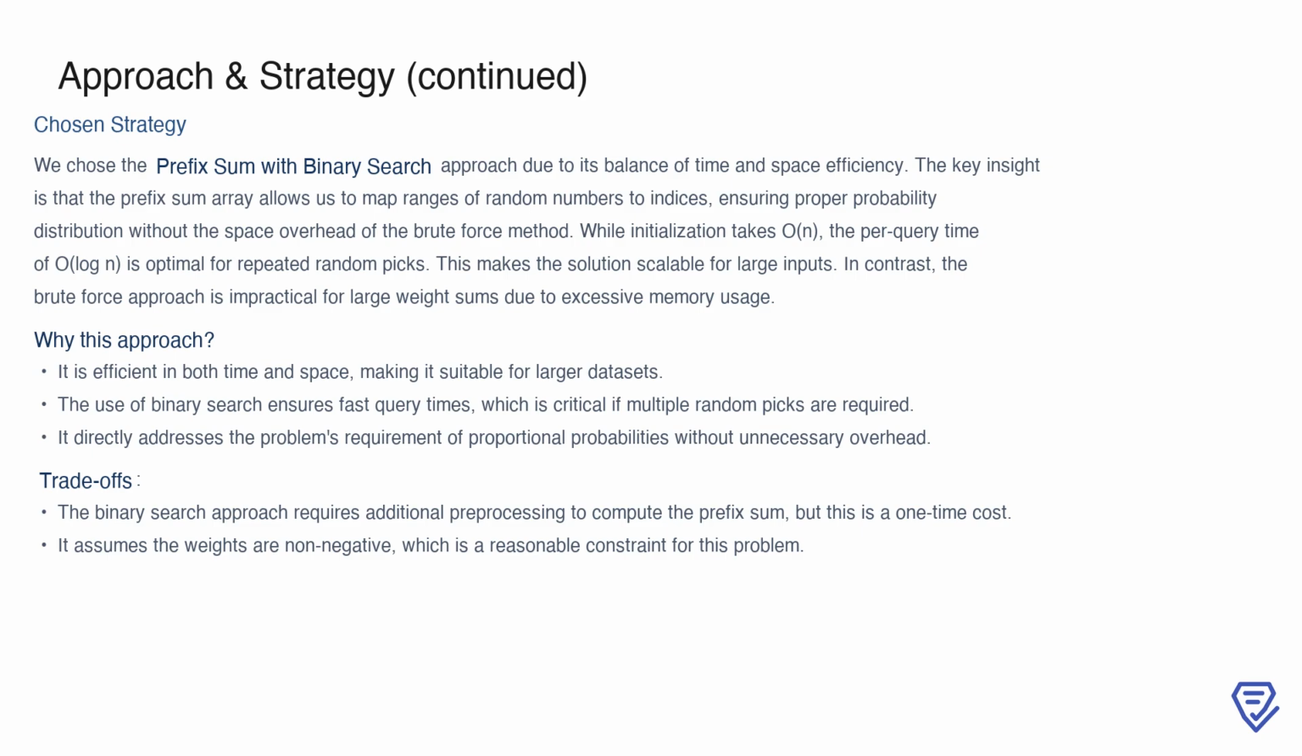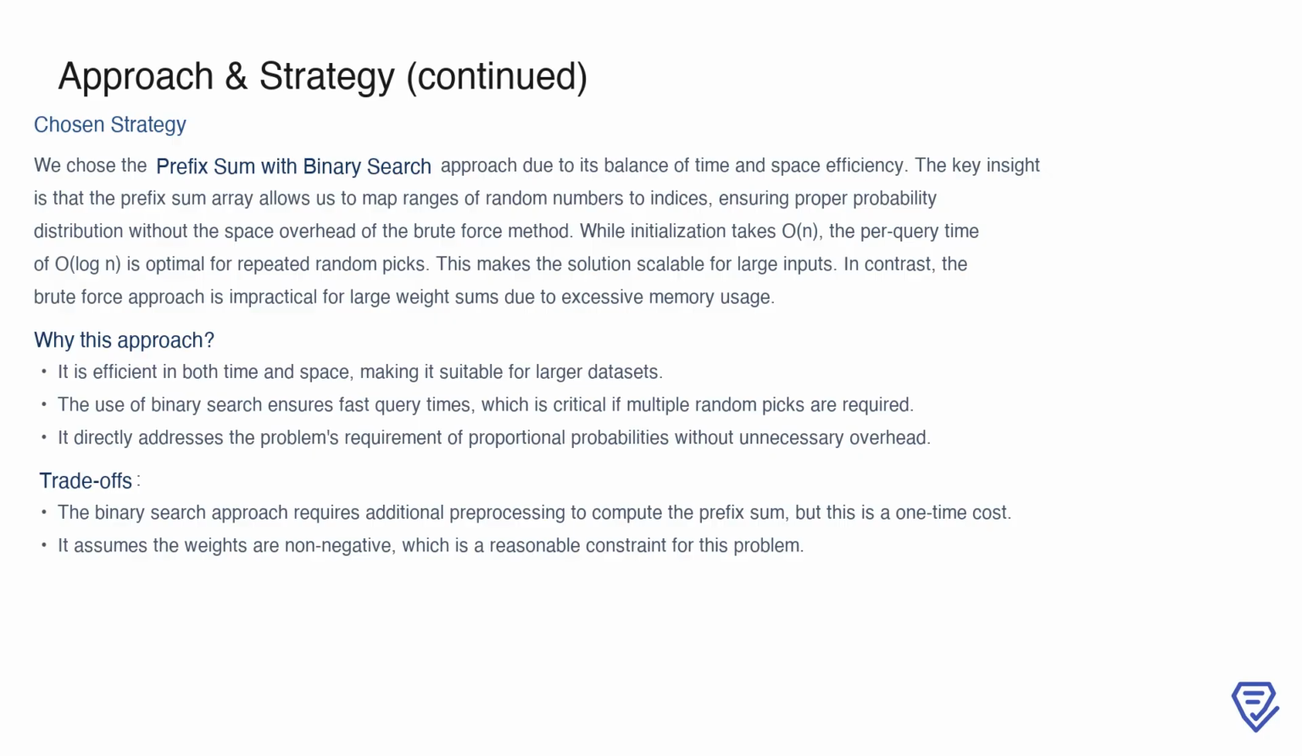While the initialization step requires O(n) time, subsequent queries are highly efficient, taking only O(log n). This makes the approach well suited for large datasets and scenarios where multiple random picks are needed. The binary search ensures fast query times, which is critical in such cases. Additionally, this method directly satisfies the requirement of proportional probabilities without introducing unnecessary complexity.